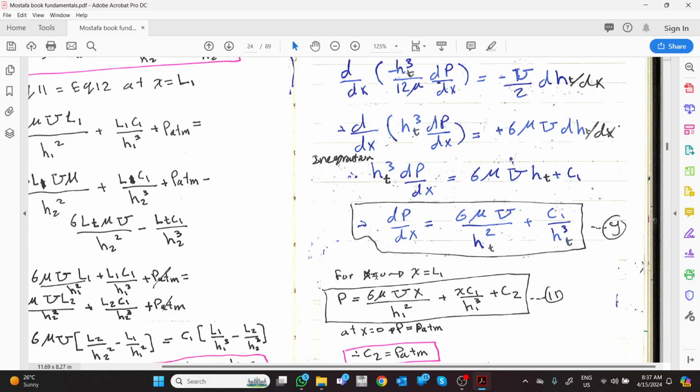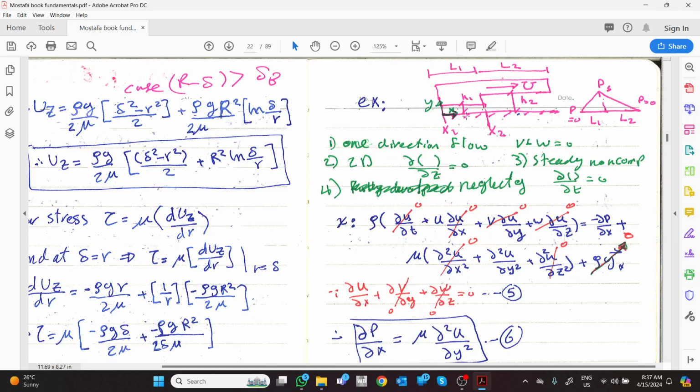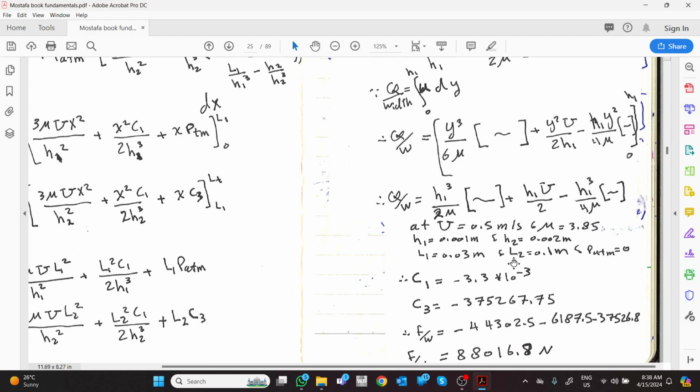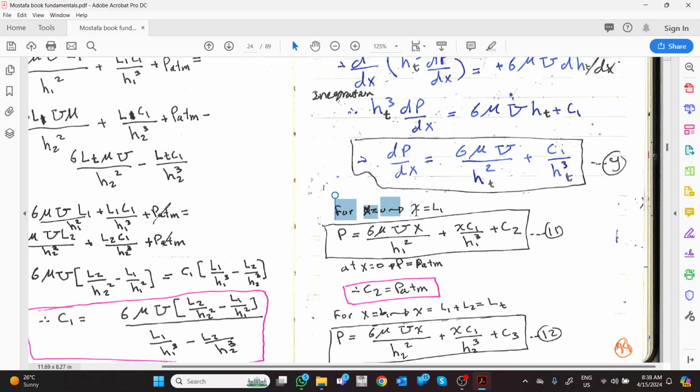From x equals 0 to L1, h is equal to h1. From L1 to L2, h is equal to h2. So we'll separate into two sections. The first section is this one. So p equals this one, because h1 is constant. Make the integration, you will find c1 plus c2. At x equals 0, we know pressure is equal to atmosphere or 0. So c2 is equal to atmospheric pressure or 0.